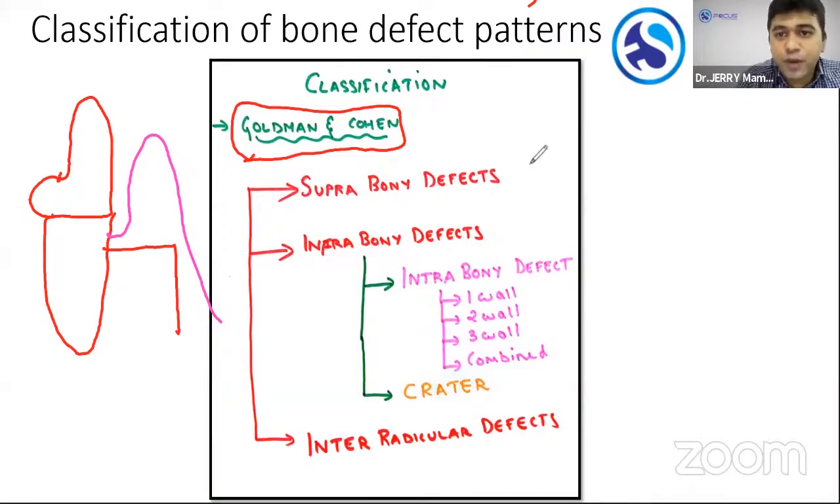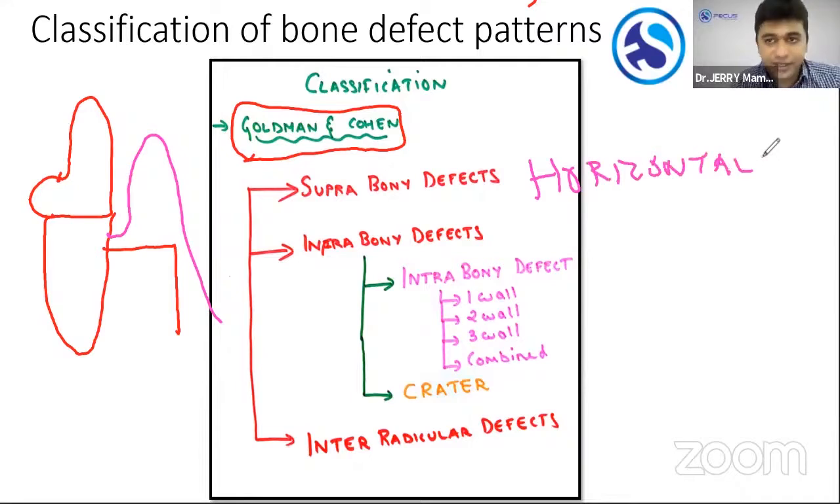What is the other name for supra-bony defect? It is also known as horizontal bone defect, or horizontal defects. Now, how do you define this? You can define it two ways. In relationship to the bone, you can see that the bone will be perpendicular to the root surface. The crest of the alveolar bone will be perpendicular to the root surface.